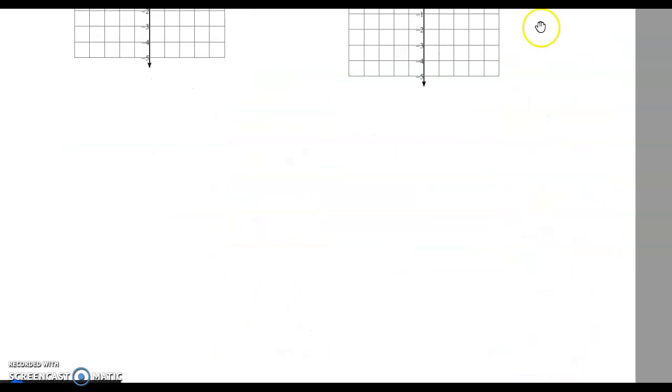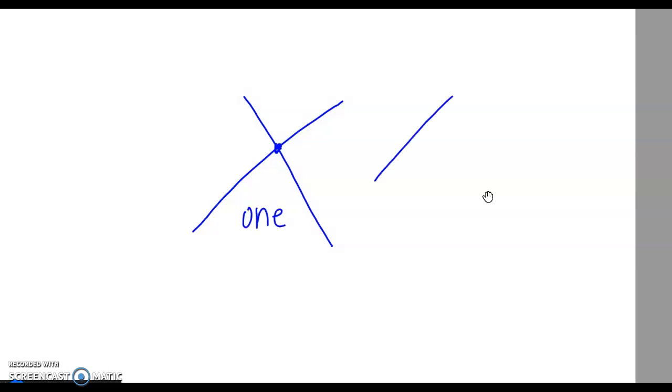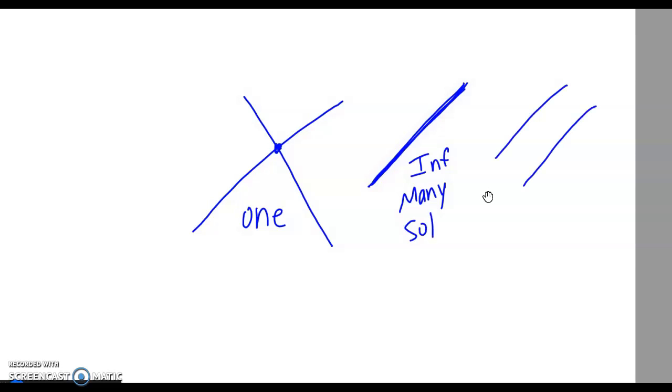So there's 3 things that can happen when you graph your lines. You can graph your lines and they intersect like normal, which means that you're going to have one solution. You can graph your lines and they end up being the exact same line, like we just saw. That means there's infinitely many solutions. And then the other possibility, you could graph your 2 lines and they're going to be parallel, which means they're never going to touch, which means that there is no solution.